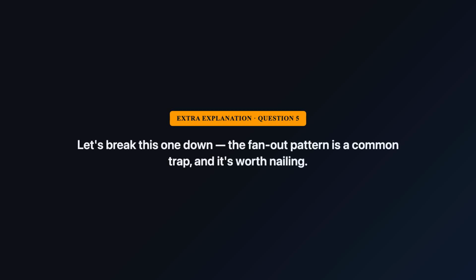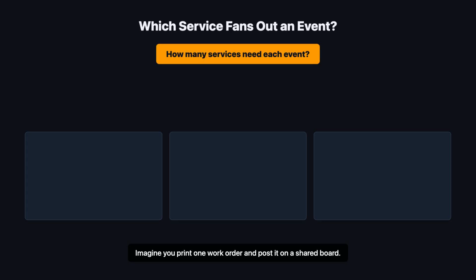Let's break this one down. The fan-out pattern is a common trap, and it's worth nailing. Imagine you print one work order and post it on a shared board. If 3 teams all need it, but the first person who grabs it removes it, 2 teams get nothing. That's a shared SQS queue. One consumer wins, the others see nothing.